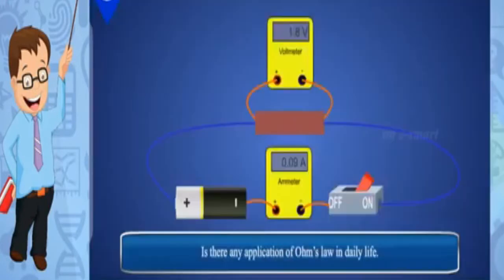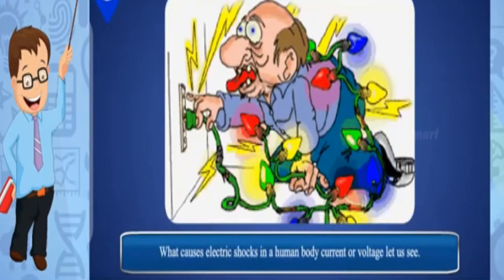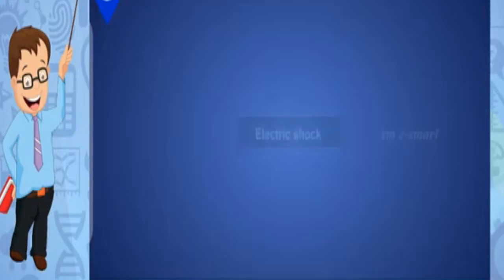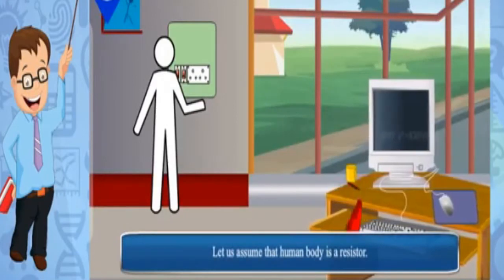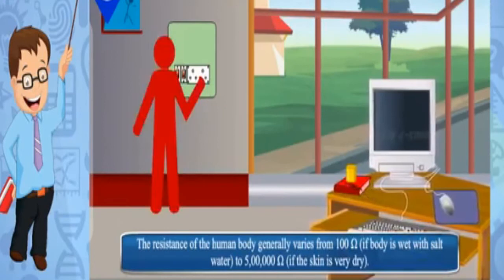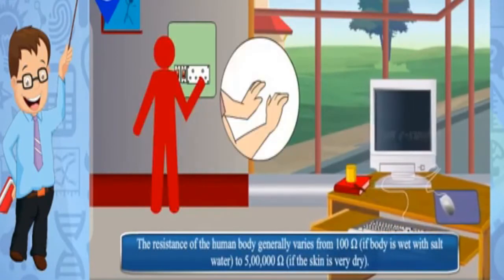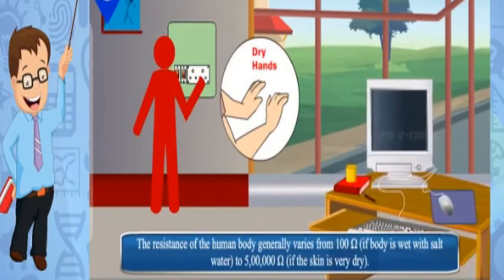Is there any application of Ohm's law in daily life? What causes electric shocks in a human body, current or voltage? Let us see. Electric shock. Let us assume that the human body is a resistor. The resistance of the human body generally varies from 100 ohms, if the body is wet with salt water, to 5 lakh ohms if the skin is very dry.